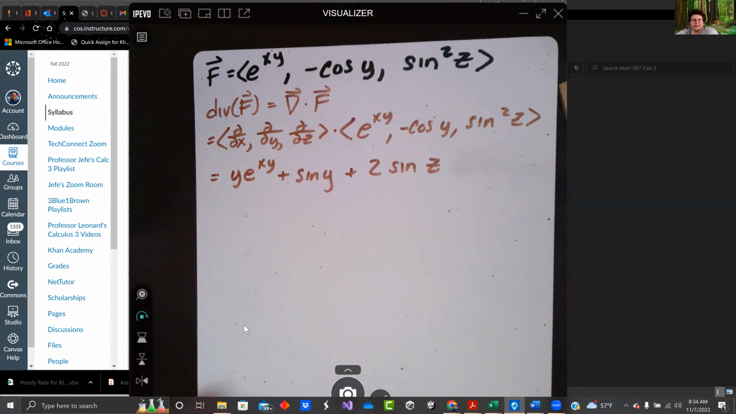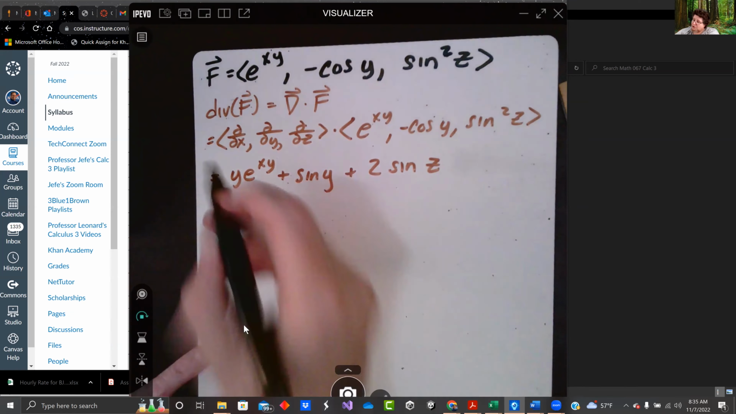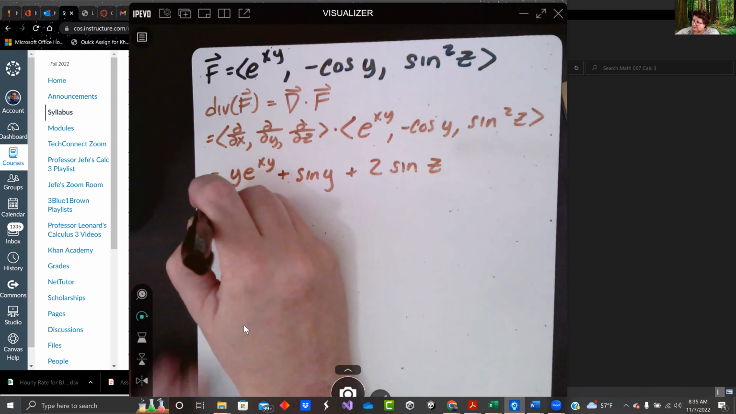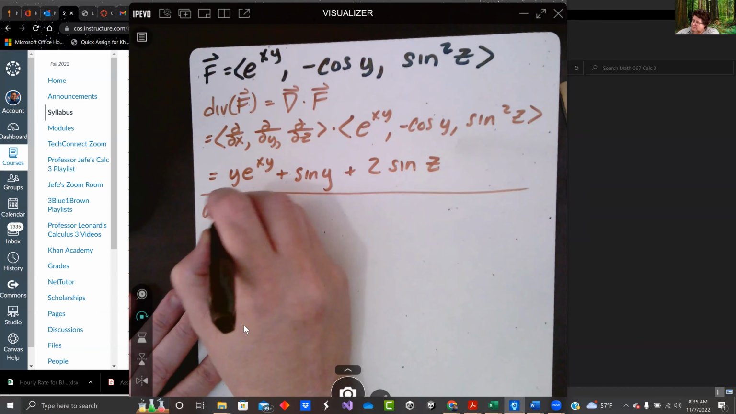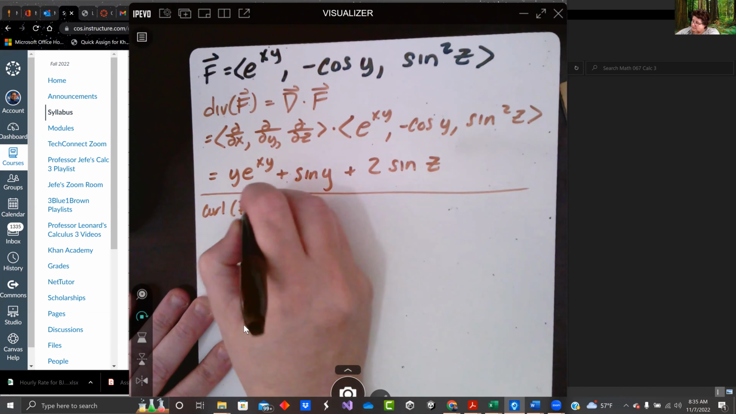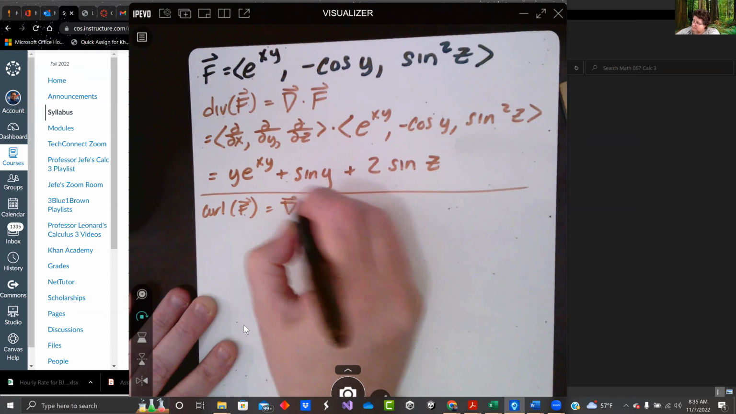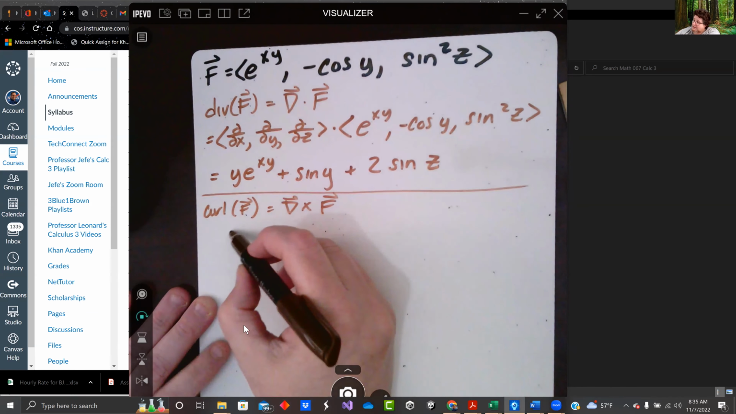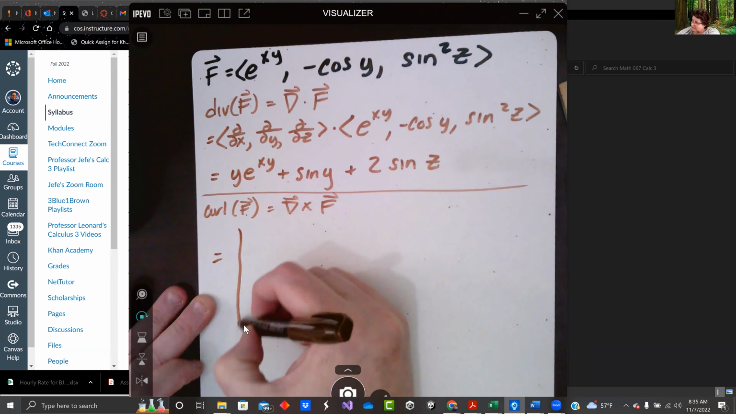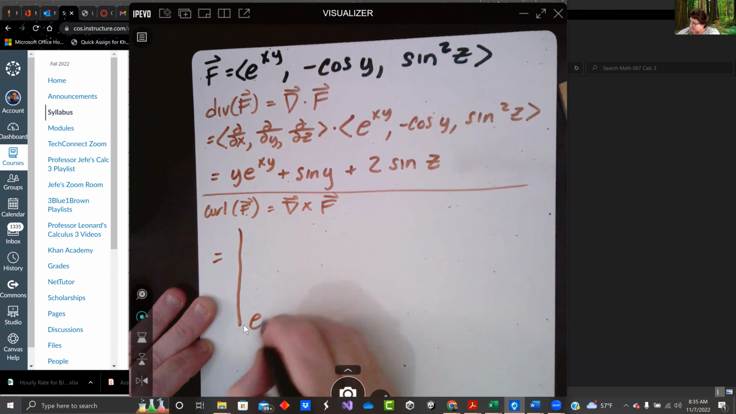So there's the divergence of F. You just distribute it out. Curl of F. All right, so let me write out my thing along the bottom.